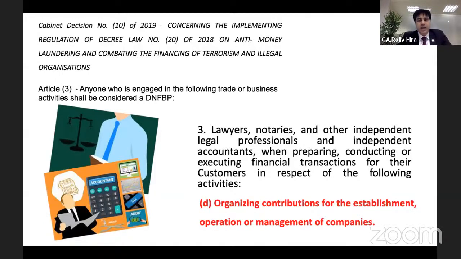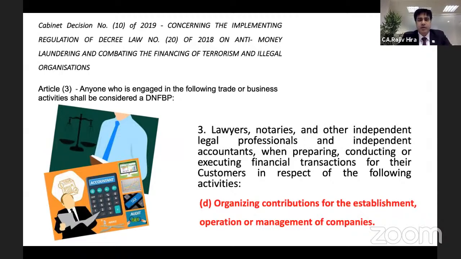Then comes organizing contributions for the establishment, operation, or management of companies. We have seen a lot of people give their names as a manager of a company. If you become a manager, then even your organization, whomsoever you are managing it for, can be qualified as part of the activity.